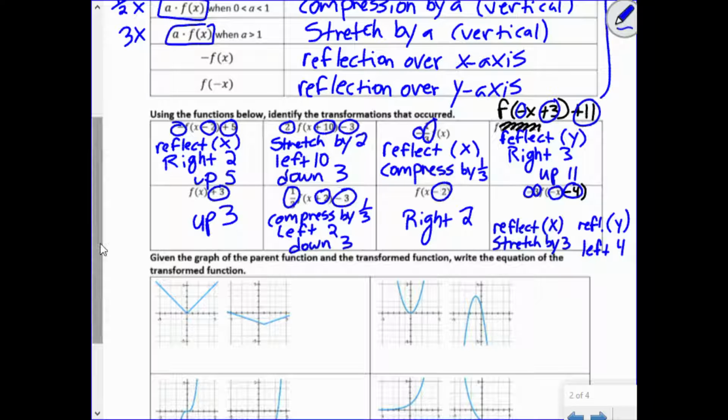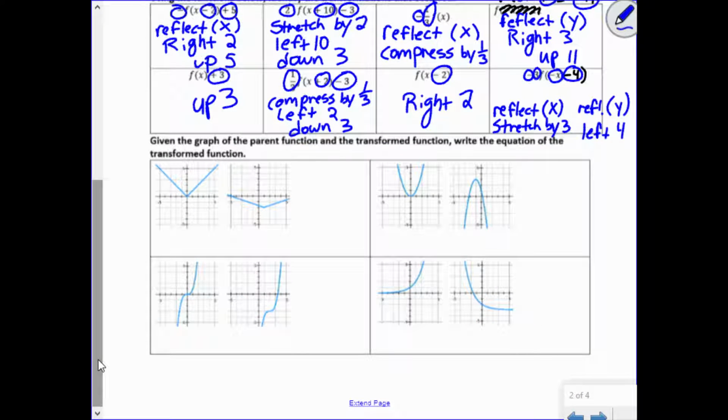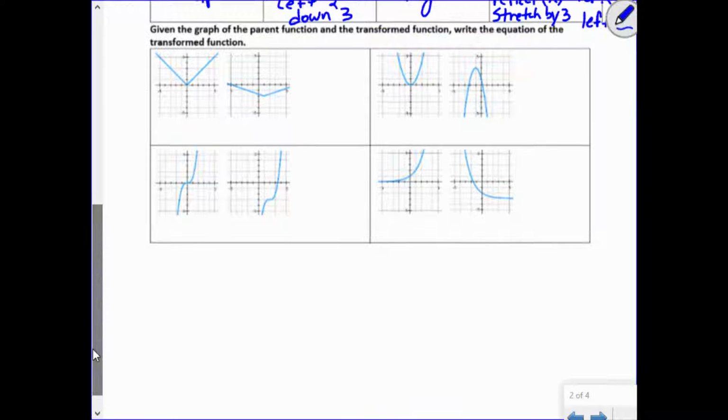Alright, the next thing that we're going to talk about is looking at a graph, figuring out what the transformations are, and then how we write the equation of the graph. In all the previous examples, we have an actual equation. This isn't an equation anymore, it's a picture. So we're going to figure out what the transformations are by looking at the picture and then figure out what the equation would have been from there.